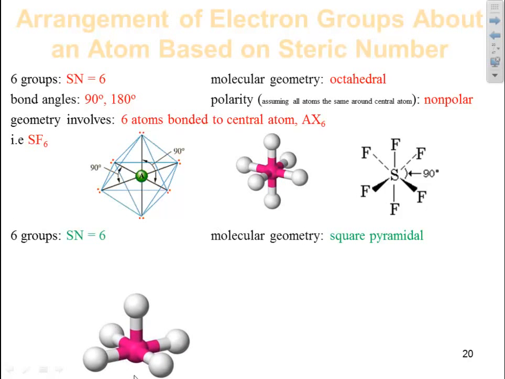The lone pair is at the bottom. Bond angles are going to be less than 90 because you got that lone pair. Since you got the lone pair down here, it's going to push all these atoms up some, which is going to make the angle less than 90.